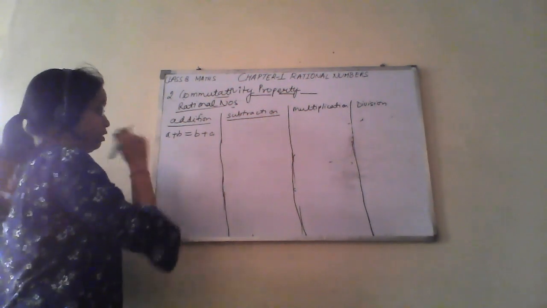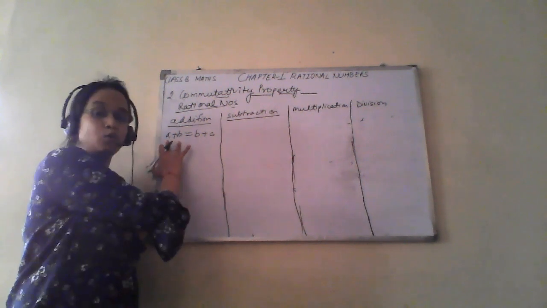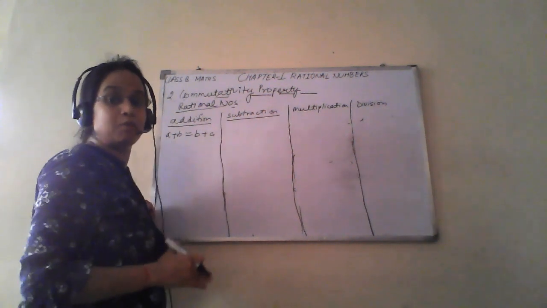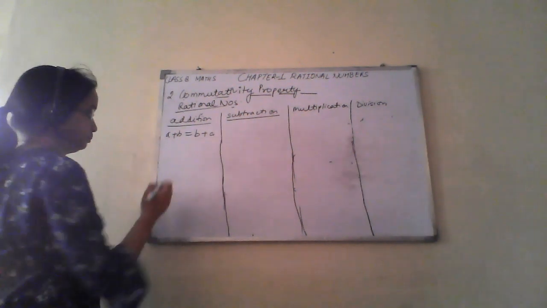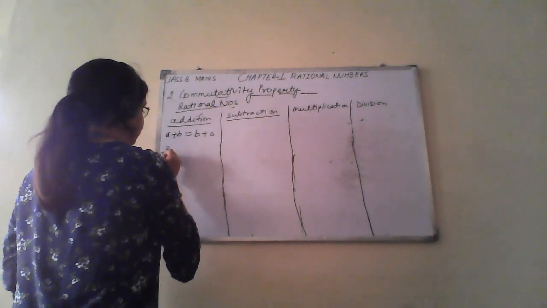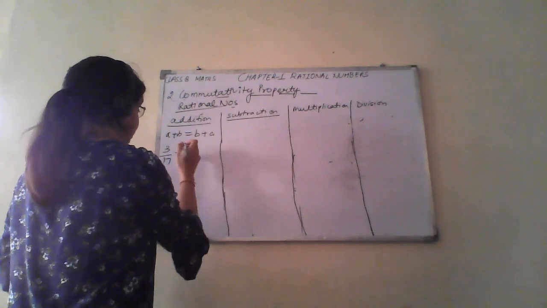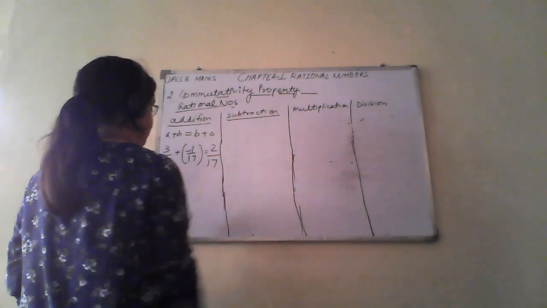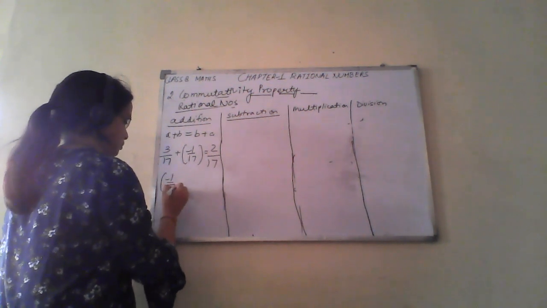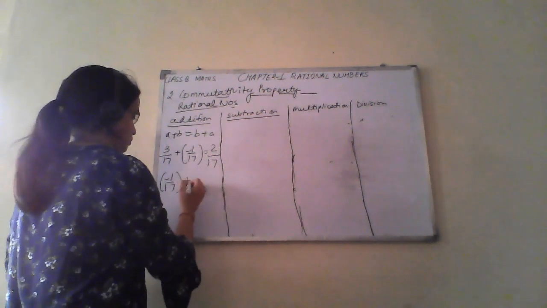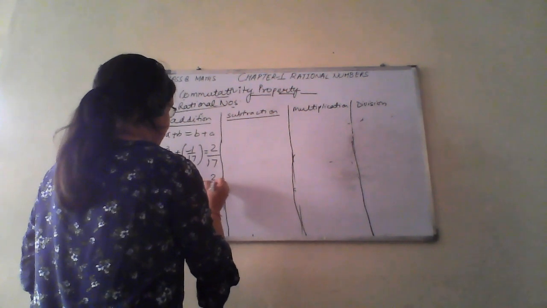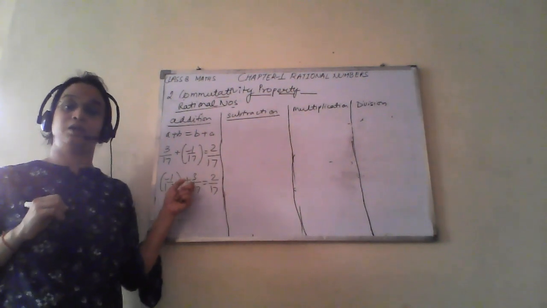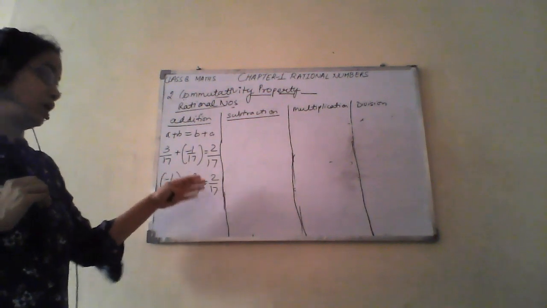Okay. Now, what we have to check? Well, if we are adding two rational numbers and we change the sequence of addition, whether the answer is the same or not, we have to check this thing only. That means alteration of the sequence of addition in case of rational numbers will not impact the result.